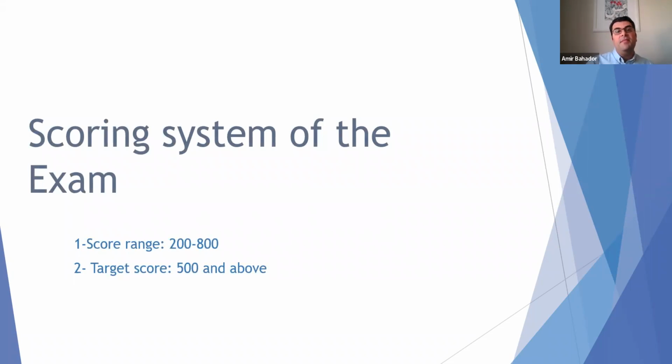About the scoring system of the exam, the INBDE exam, which is another exam in the United States, is just based on pass and fail. But ADAT is not a pass and fail exam. You will have a score which ranges between 200 and 800. Based on what they said on their website, the target score would be 500 and above.